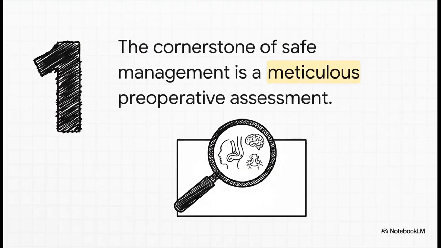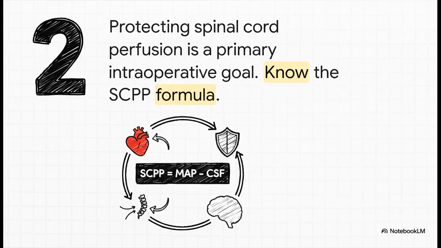Takeaway number 1, your prep work is everything, period. Identifying all the risks with the airway, the neuro exam, the stability of the spine before you start is the most important thing you can possibly do. Takeaway number 2, once you're in the OR, it is all about perfusion. You have to protect that spinal cord. Know that SCPP formula, live by it, and actively manage it. Your patient's neurologic outcome is literally in your hands.